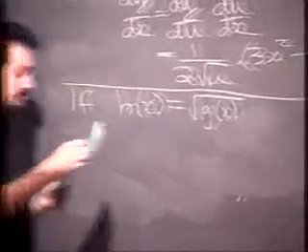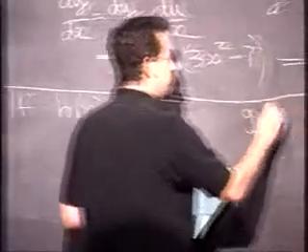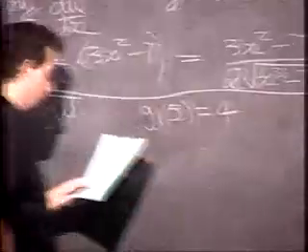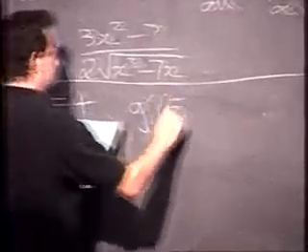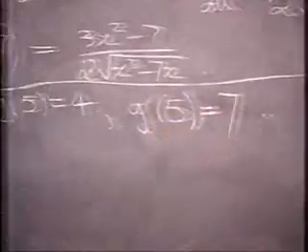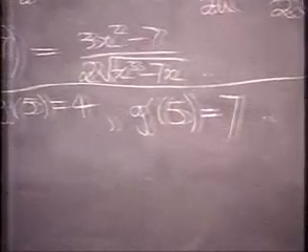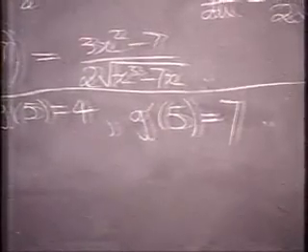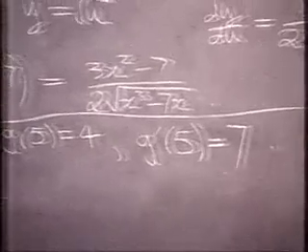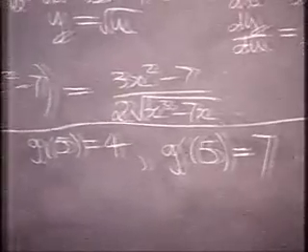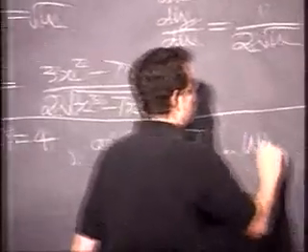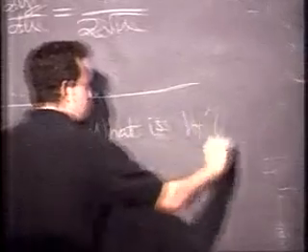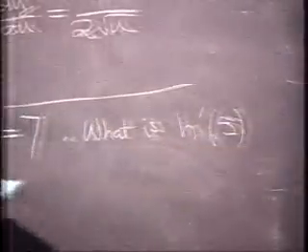I'm not going to tell you very much about g, other than I'll tell you g of 5, bless you, is 4. And g prime of 5 is 7. So I'm giving you the value of g at 5 only. That's all we know about it. And I'm giving you the value of the slope of g, the derivative, at 5. I'm telling you absolutely nothing else about g. The question is, what is the value of h prime of 5?